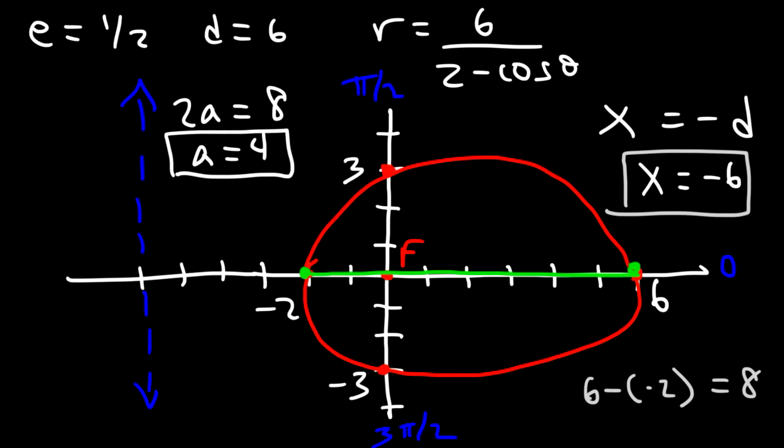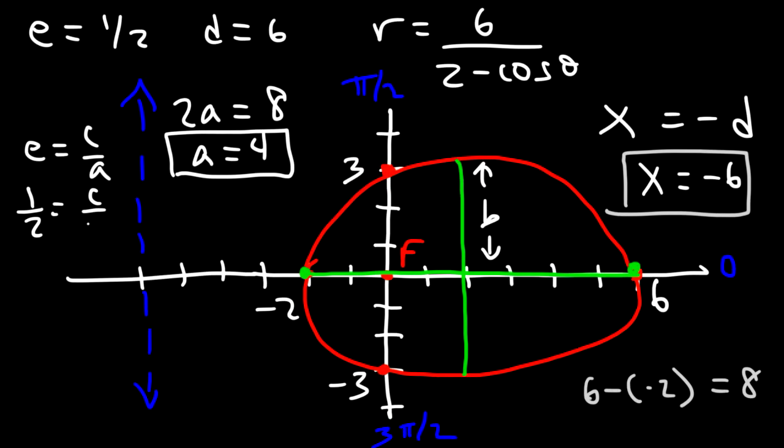Now, how can we determine the length of the minor axis? So this is b, which means that this entire length is 2b. If we could find b, we could find the length of the minor axis. So how can we determine that? Now, e, the eccentricity, is c over a. The eccentricity is 1/2, a is 4, so we can calculate c. If we cross multiply, it's going to be 2 times c equals 4 times 1. So c is 4 over 2, which means c is 2.